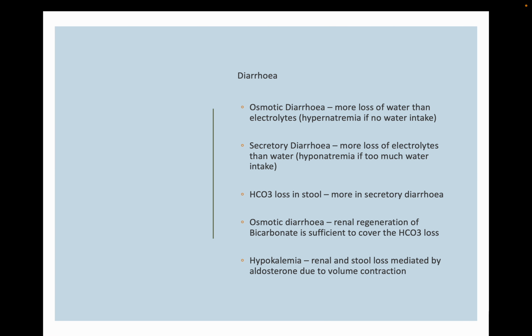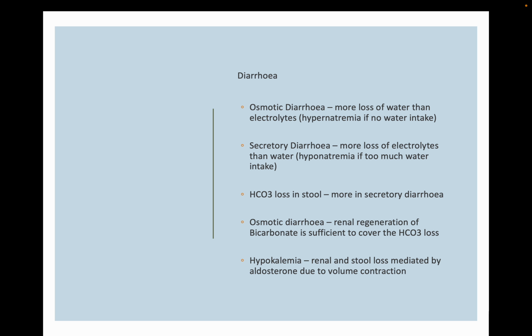Diarrhea: we already discussed in the diarrhea topic what is osmotic and what is secretory. In osmotic diarrhea, there is more loss of water compared to electrolytes. In secretory diarrhea, there is more loss of electrolytes, and bicarbonate is lost more. In osmotic diarrhea there is only a minute loss of bicarbonate, most of it is water, so whatever loss of bicarbonate is there is generally compensated and conserved at the renal level.